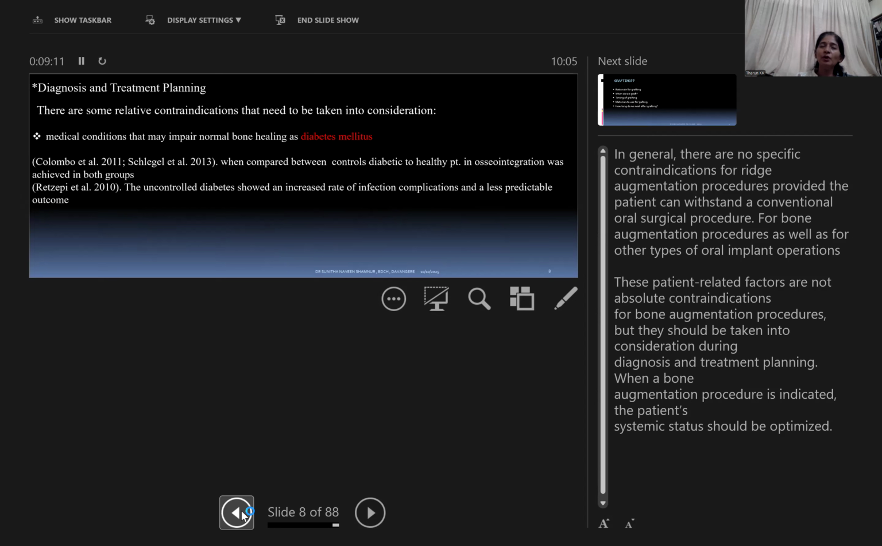And we always believe in retrospective treatment planning. So subjecting the patient to a 3D image such as a CBCT is mandatory, like any other implant procedure.